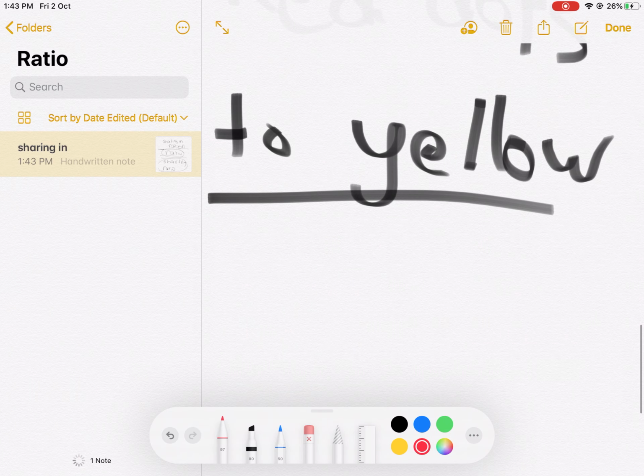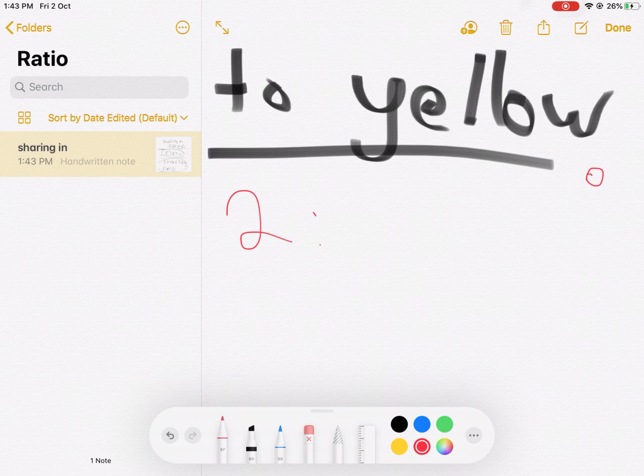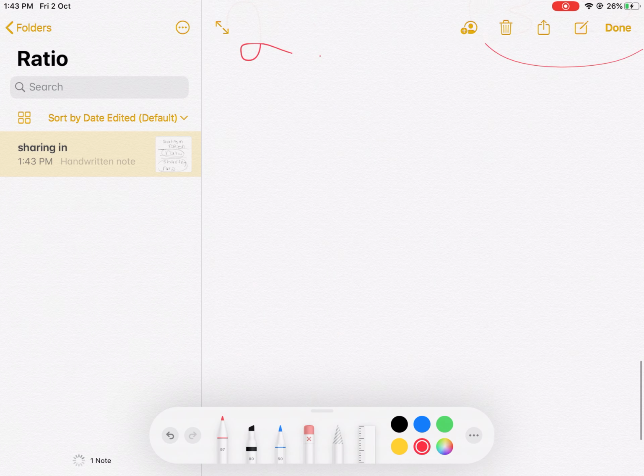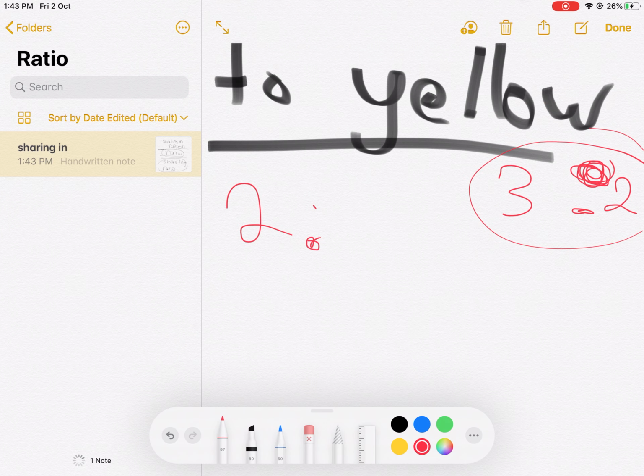So it works like this. Now we have 2 red, so we write 2. This is the simple idea of a ratio. So the ratio for red to yellow is 2 out of 5. So it's 2 out of 5. Well, we can't simplify.